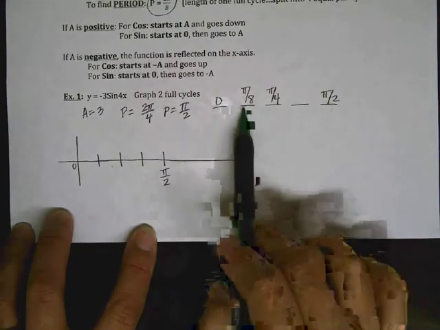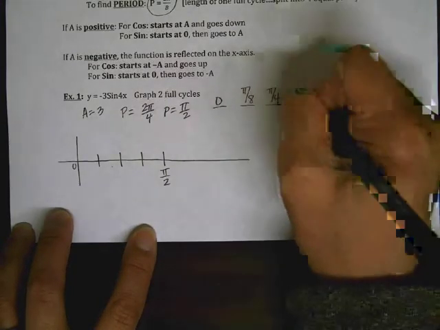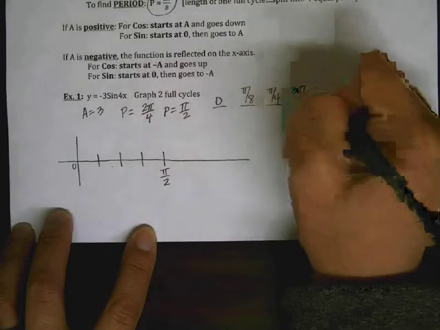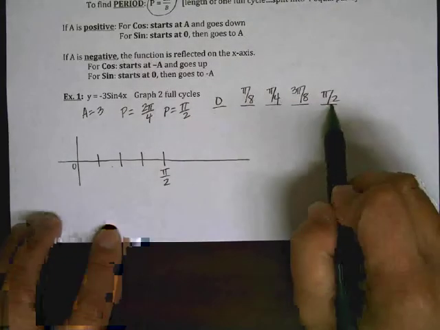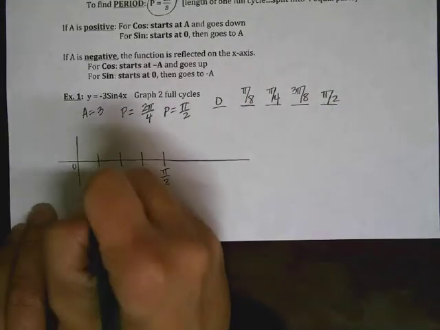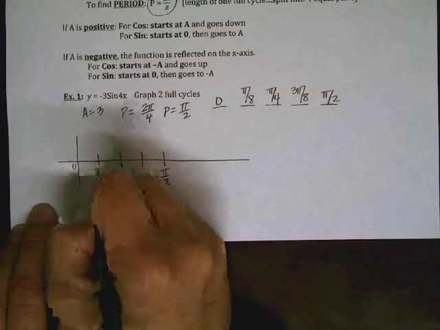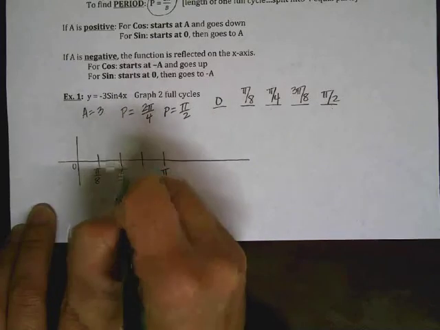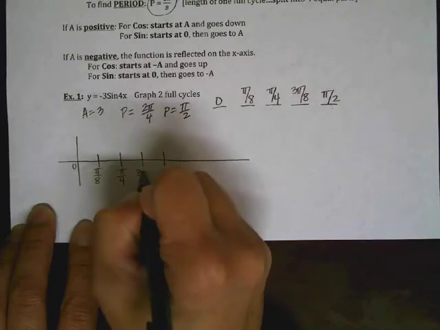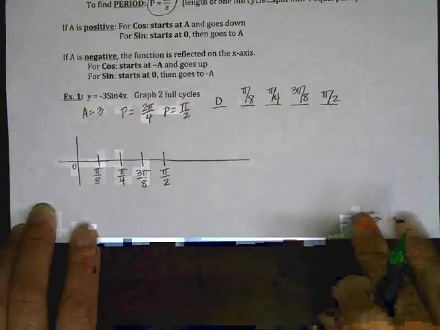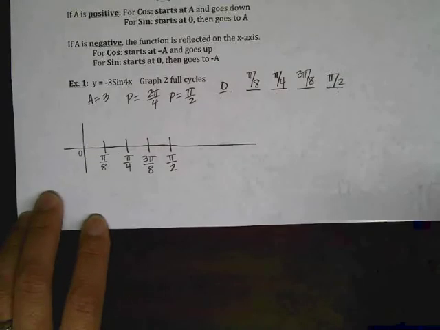So that's 1 over 8, 2 over 8. This is 3 over 8. And this would be 4 over 8. So these are going to be your coordinate points. So we have our sections for our first cycle.